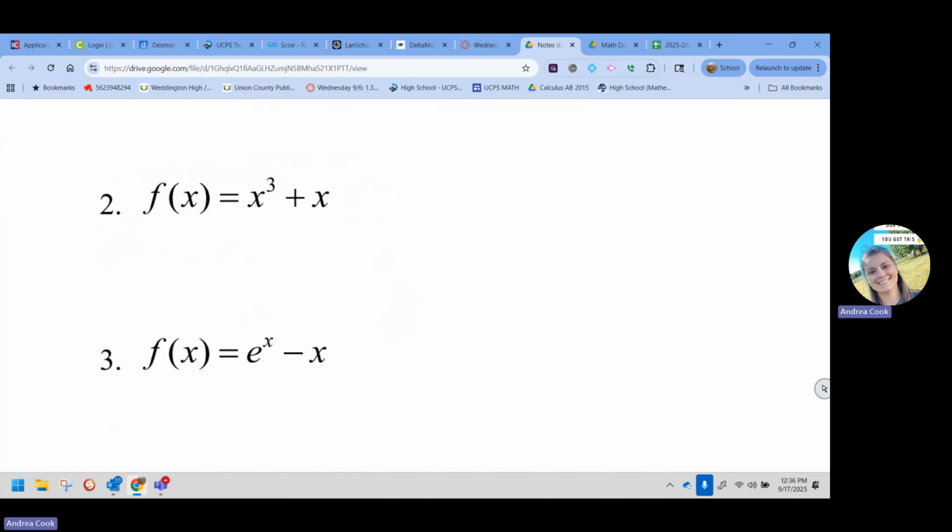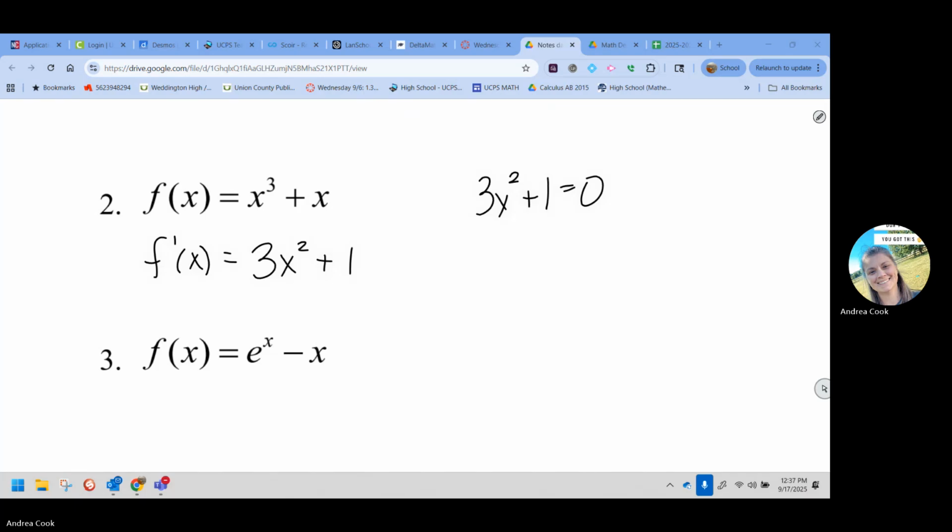Okay, help me out with my derivative. What's my derivative on number 2? 3x squared, I heard it, plus 1. Very good, good job. Okay, so that's my derivative. I want a horizontal tangent, so I take that equal to 0. I'm going to subtract 1, divide by 3.